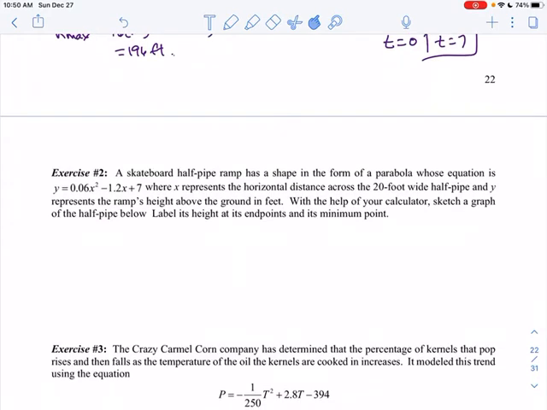Exercise 2: a skateboard half-pipe ramp has a shape in the form of a parabola whose equation is y equals 0.06x squared minus 1.2x plus 7. X represents the horizontal distance across a 20-foot wide half-pipe, and y represents the ramp's height above the ground in feet. With the help of your calculator, sketch a graph of the half-pipe below. Label its height at its endpoints and its minimum point.